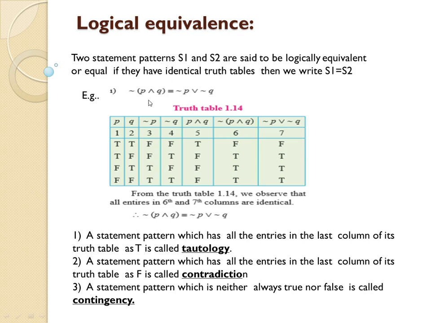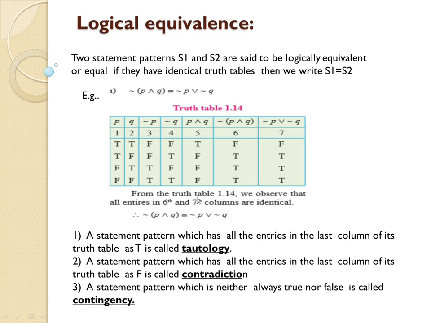Example: suppose these are the two statement patterns and we have to prove whether they are equivalent or not. To find the equivalence of statement patterns, there is no need to make a separate truth table. You can write it as: first write the values of P and Q, then find negation P, negation Q, P conjunction Q, then negation of P conjunction Q, and the second statement pattern negation P disjunction negation Q.